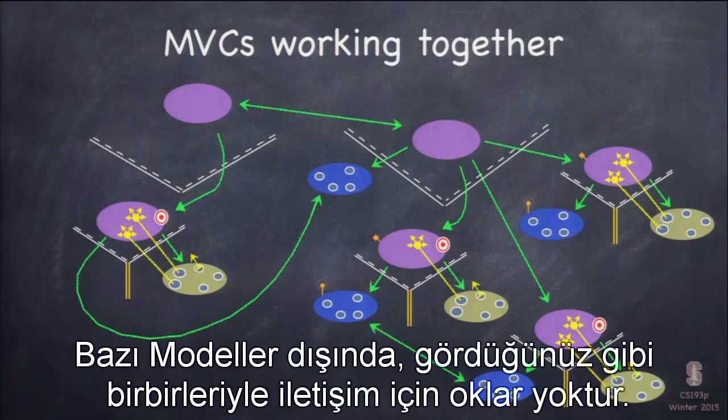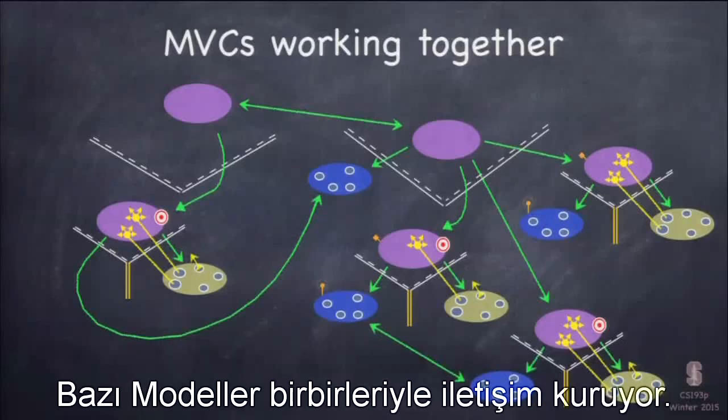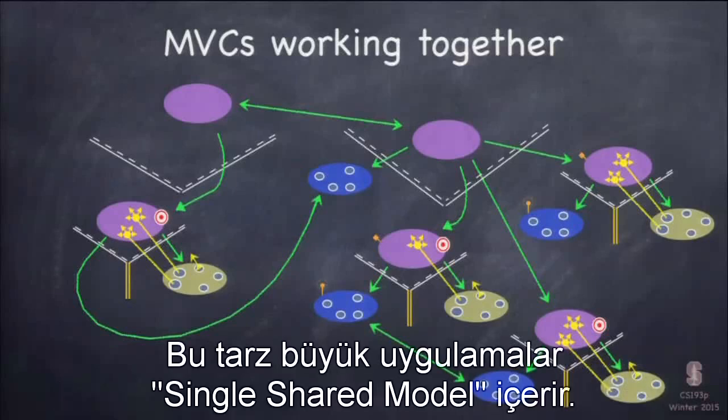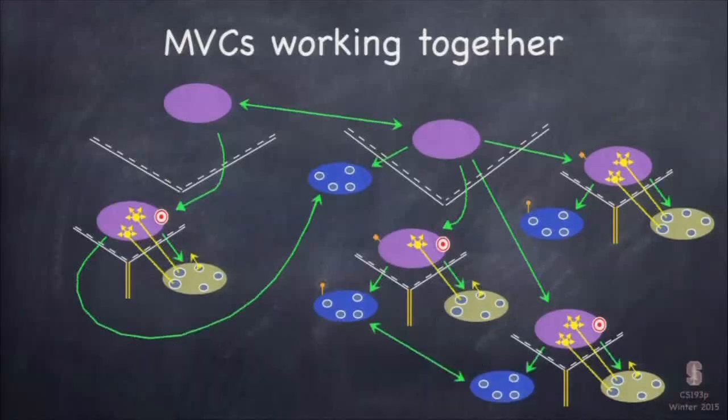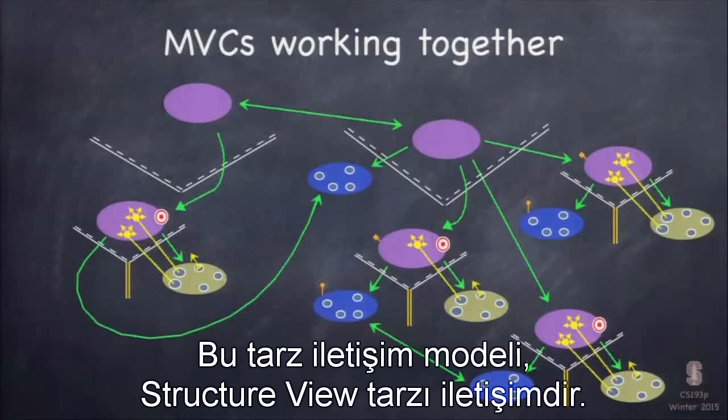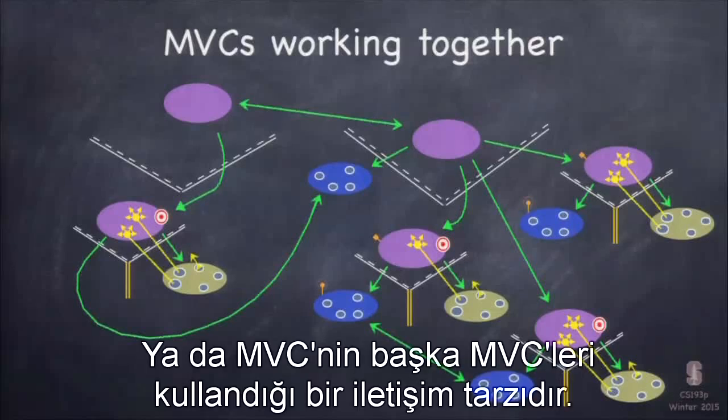You can also see that there are no other arrows except for some of the models. You see some of the models are communicating with each other. A big application might have a single shared model, or the models might be split off into pieces to be used by sub-MVCs. Okay? But that's the only kind of communication you have there. All other communication is either the structured view communication we saw in MVC, or it's using MVCs as part of the view of another MVC.